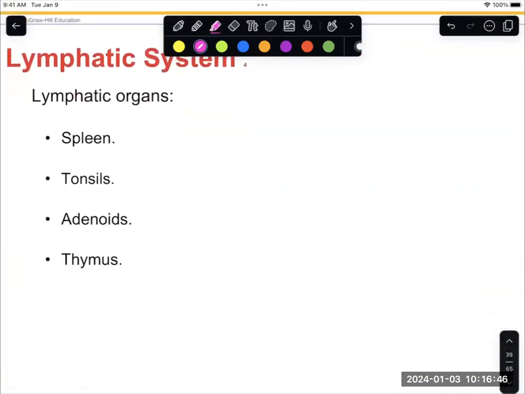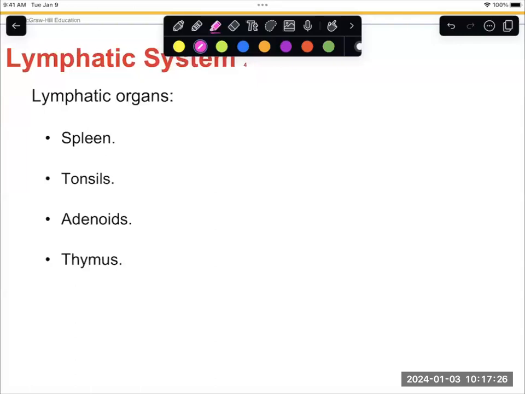Lymphatic organs. The spleen. The spleen, as we just mentioned, is in that abdominal cavity. It has 4 functions. It's going to phagocytize or phagocytose bacteria. It's going to help initiate an immune response to antigens, which are foreign markers, or cell markers, so antigens that are foreign, and to hemolyze old red blood cells.